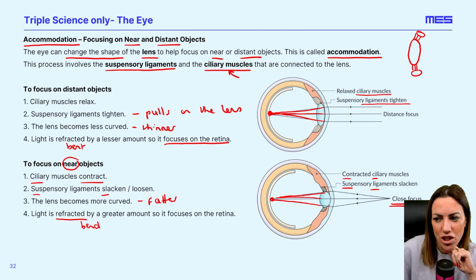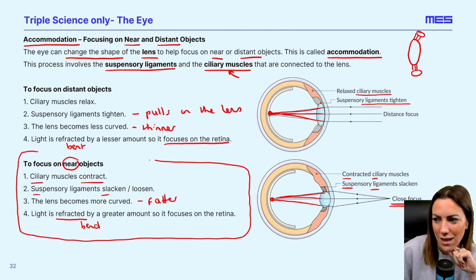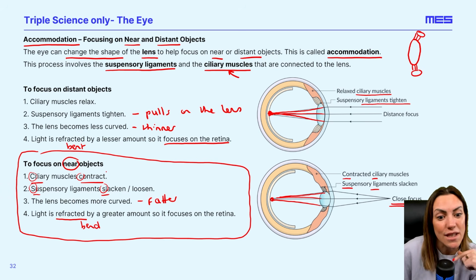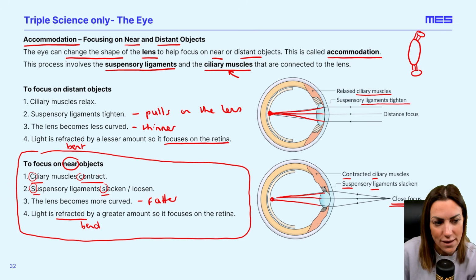So my suggestion to you would be to learn close focus, because that's where the letters match. And then you can just think, oh, if it's about distant focus, it's the opposite. Everything is the opposite. But I've written this like how a mark scheme would have it written. So you need to be using these kind of words. Basically, you need to be saying what happens to the ciliary muscles, what happens to the suspensory ligaments, what happens to the lens, and then how much is the light bent by so that it can focus on the retina.